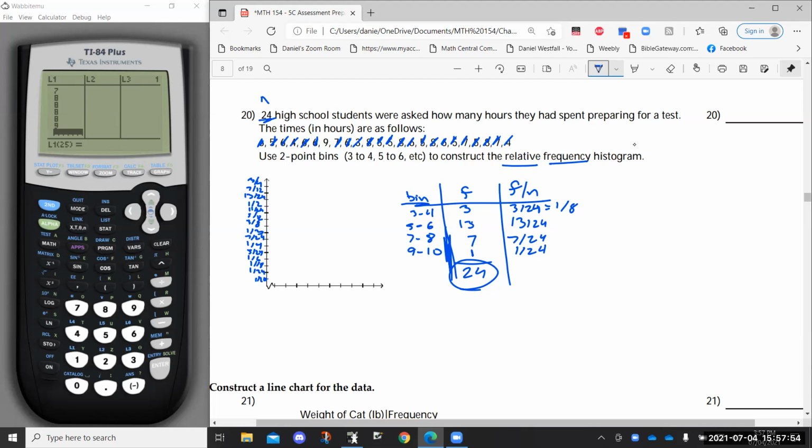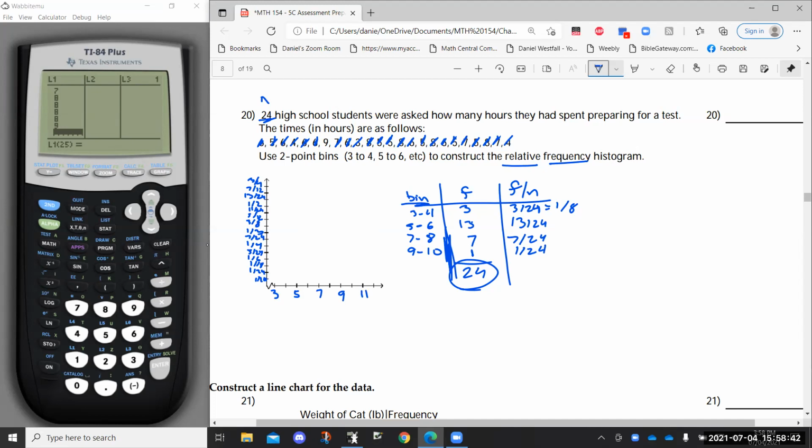I need, let's see, they want me to have this right endpoint be 5, I think, and this one be 3, and then this one be 7, and then 9, and then 11. Let's try that, something like that.